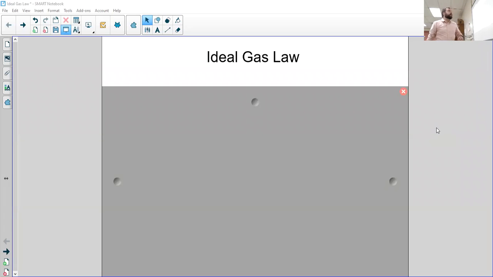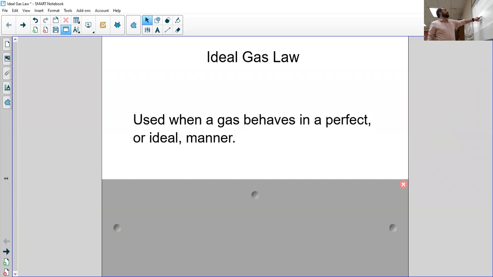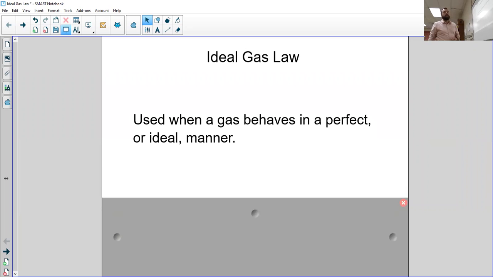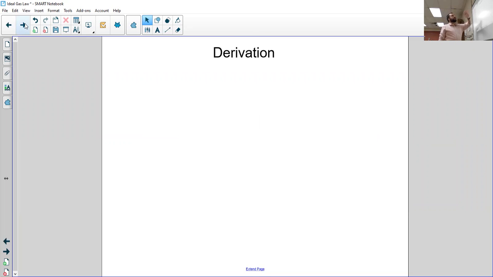All right, ladies and gentlemen, today we're going to be talking about the ideal gas law. As you can probably guess from the name, this is used when a gas behaves in a perfect or ideal manner. So this is going to relate amount, pressure, volume, and temperature, everything that we talked about so far. So this is how we're going to derive it.